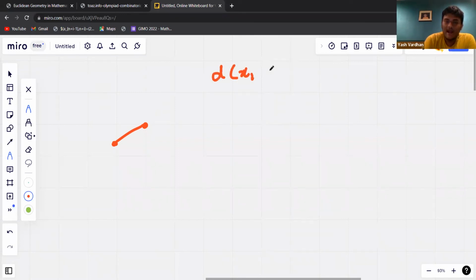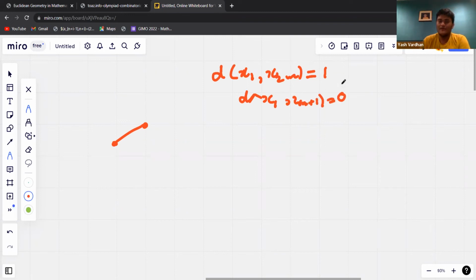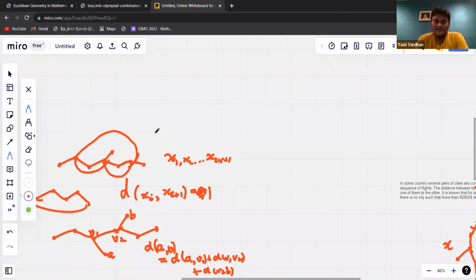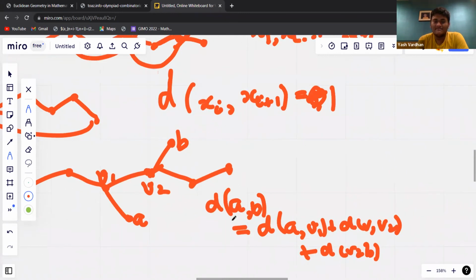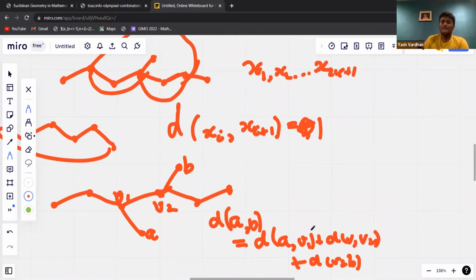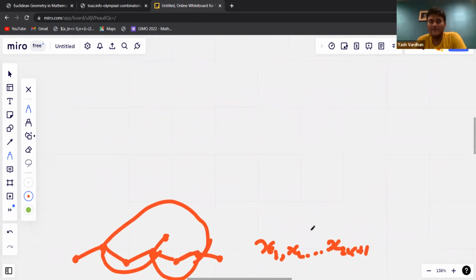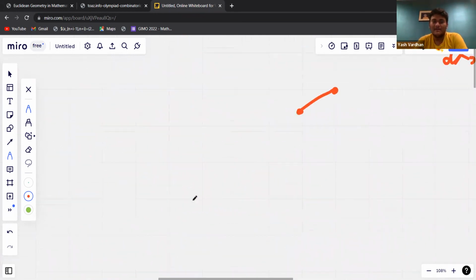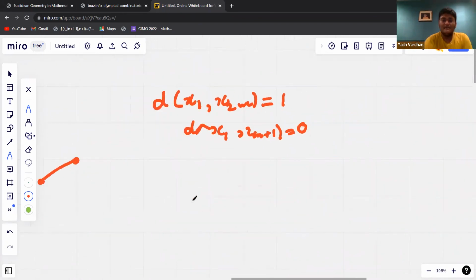We'll claim that d of x1 and some even number x2m is equal to 1, like x1, x2 was 1, and d of x1, x2m plus 1 will be 0 mod 2 in general. So now we'll just be exploiting these two conditions. For any three vertices, we can write this as a combination of going down the branch, moving along the skeleton, and moving up, and then using this fact, I can also write this mod 2.